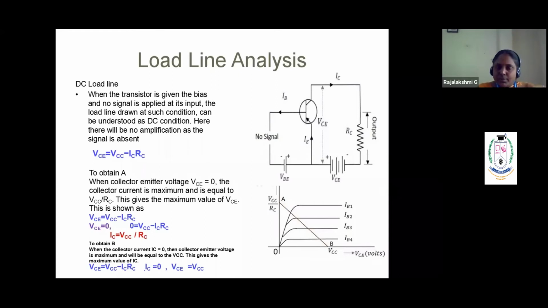Next, to mark the point B, what we have to do is make the IC value equal to 0 in the same equation. So in that case, what you will be getting is VCE will be equal to VCC, right? That VCE will be actually VCC. Note down that point, join A and B points, you'll be getting the load line.